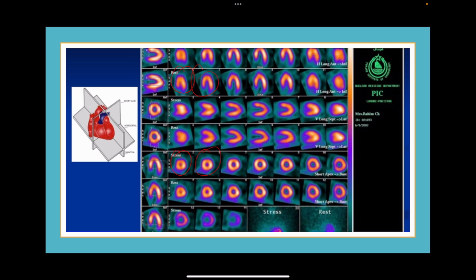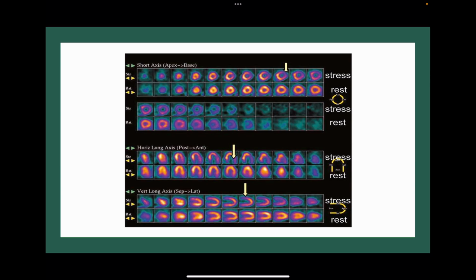Do you see how they look relatively the same? Rest and stress. This is a clean heart. There's no blockages there because the rest images and the stress images are the same. So the heart is being perfused good. There's no problems with the perfusion of the heart. Now let's look at this one.